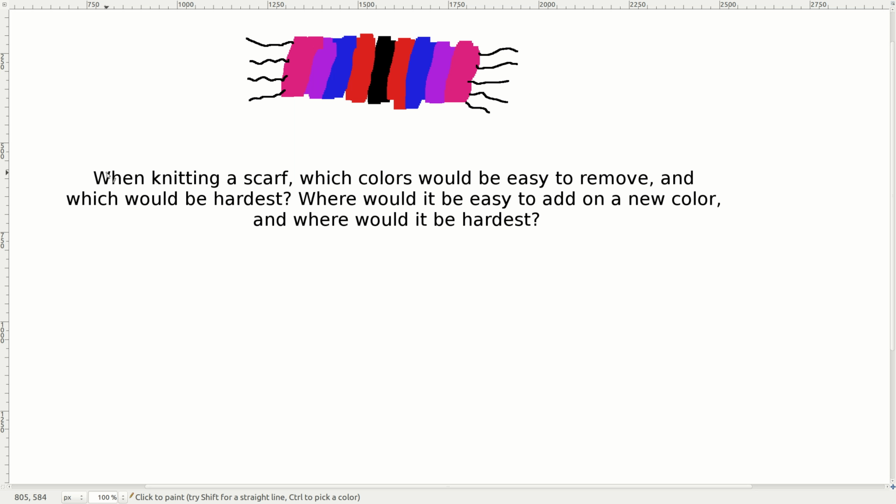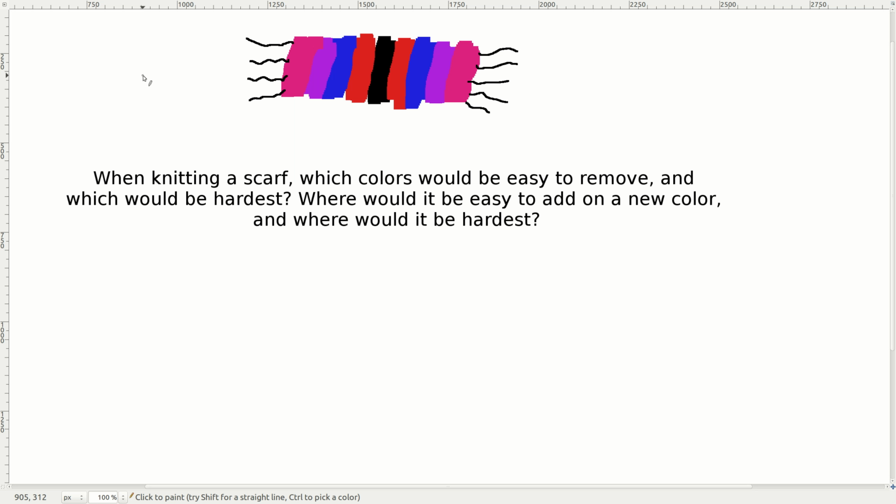Well, for today's question, you get to see some of my lovely artwork in which I've drawn possibly the world's ugliest scarf. So I'm using that to start us thinking down a slightly different avenue. Stepping away from the data structure question for a moment, if you were knitting a scarf, so you're knitting together thread, yarn, I suppose, and you're creating a scarf with stripes of different colors like this one. Think about which colors would be easy to remove and which ones would be hard to remove.